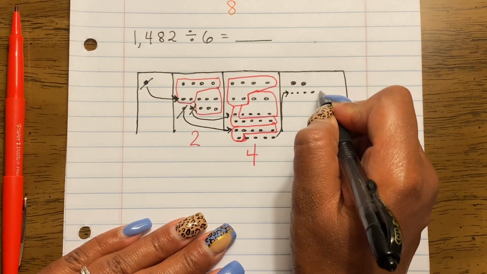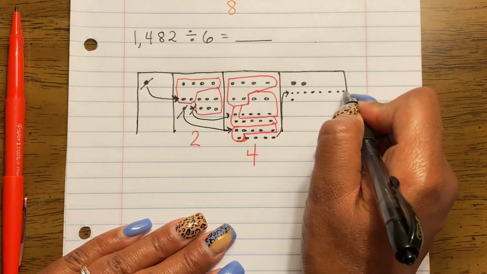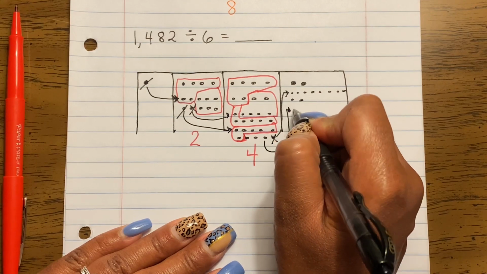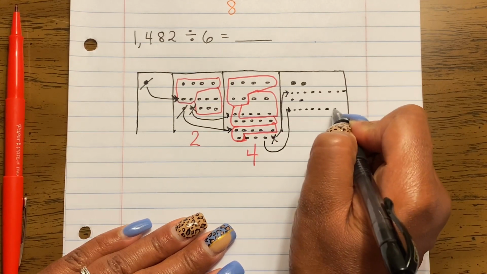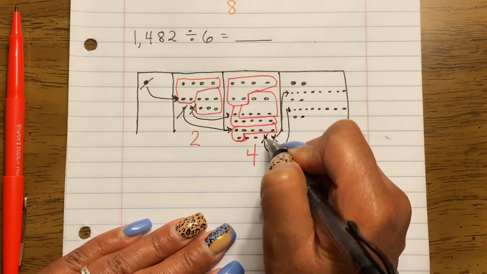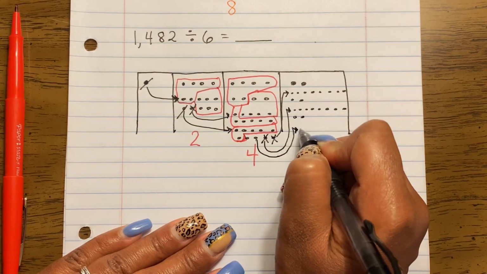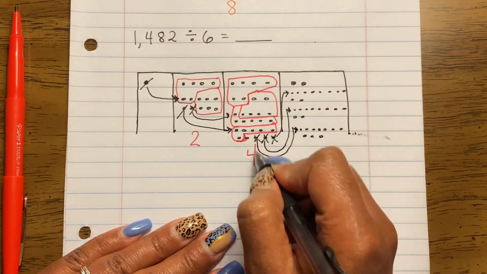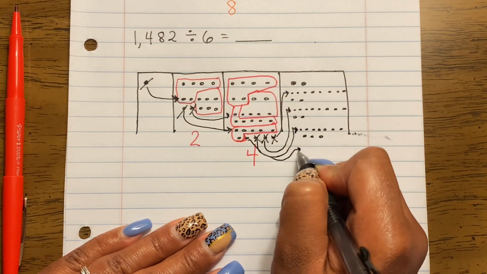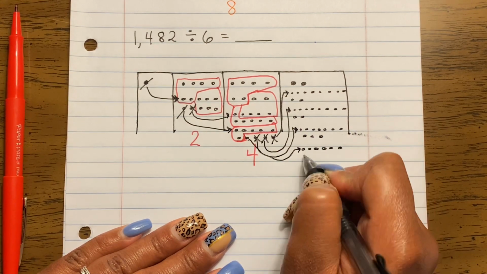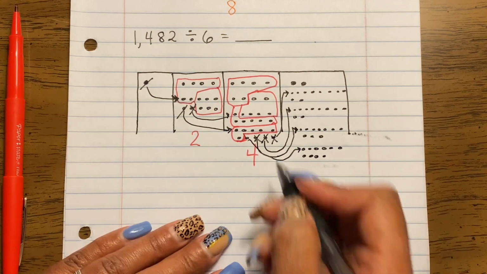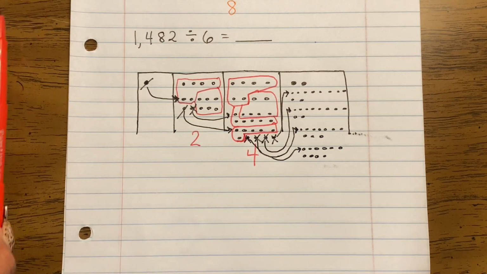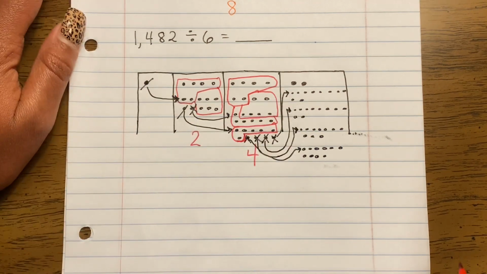We convert each of the four tens into ten ones, counting 1 through 10 each time. All right, we have now moved all of our extra tens that we weren't able to make into groups of 6. We've converted them over to ones.